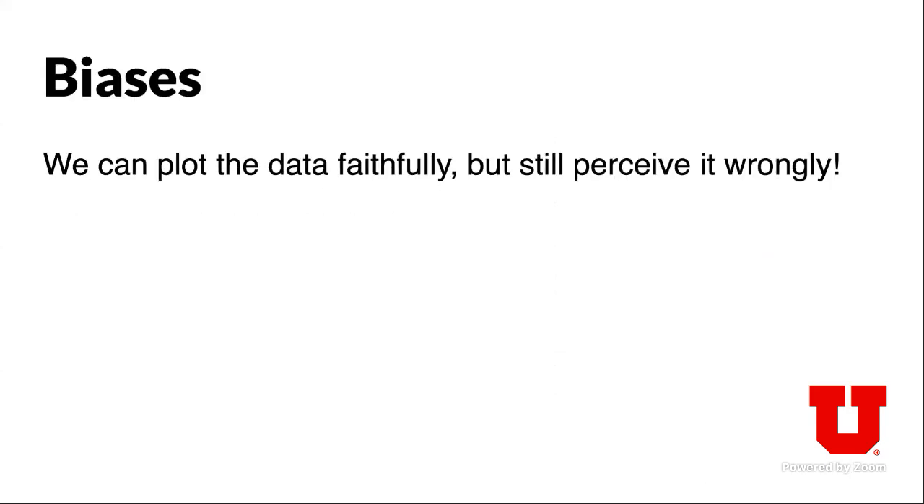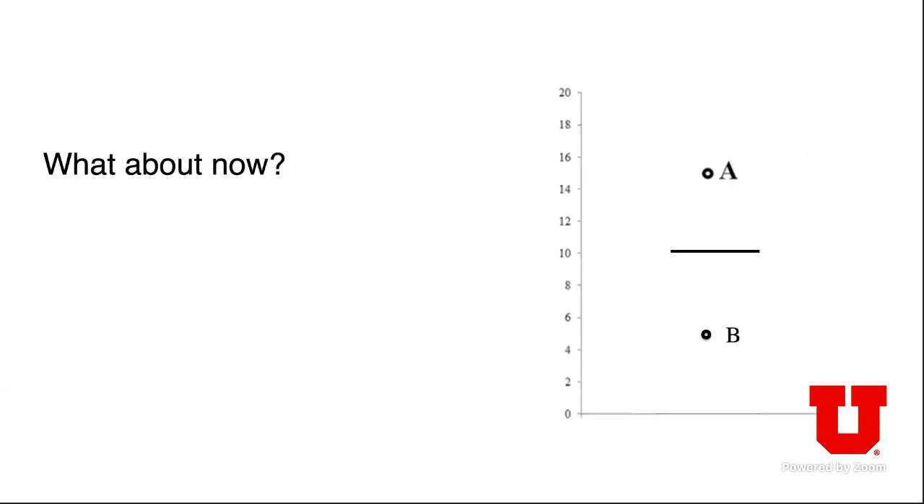So we can plot the data faithfully, but still perceive it wrongly. If I were to show something like this, of course now you already know the answer, but if I showed something like this, I think it would be much less likely that people would say B. Hey, that doesn't make sense, right? They're about the same distance from the line. So in this case, it's equidistant, so I'm actually not giving you a good option here, so I'm going to stop that poll.